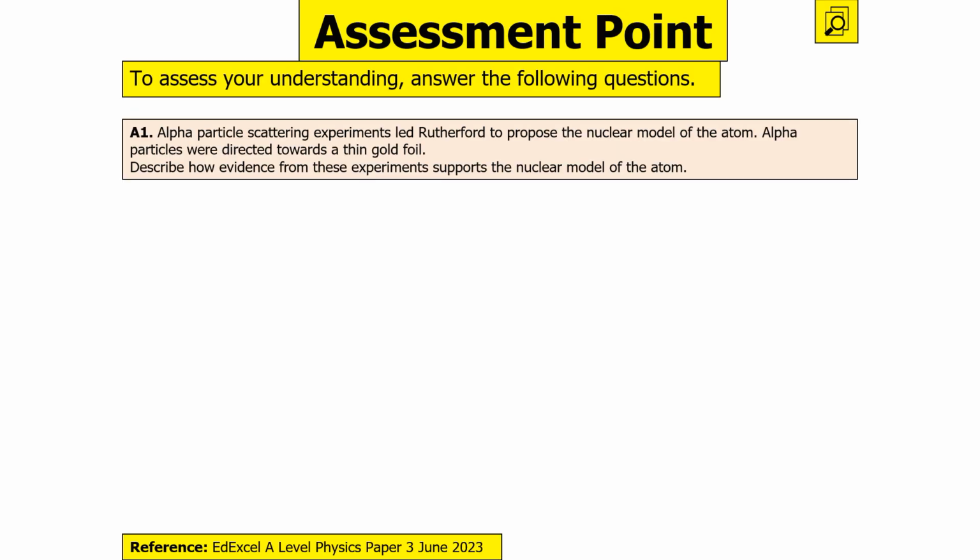The next question says, alpha particle scattering led Rutherford to propose the nuclear model of the atom. Alpha particles were directed towards a thin gold foil. Describe how evidence from these experiments supports the nuclear model of the atom. So pause the video now, then unpause the video when you want to go through your answer.